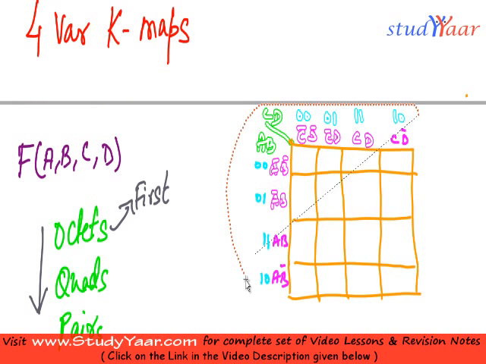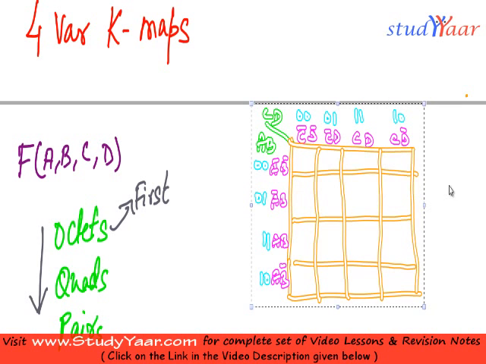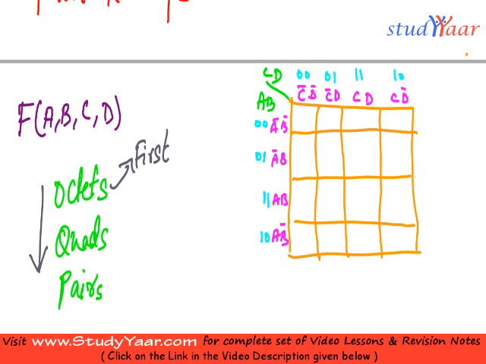I'll just copy this. Yeah, so what is an octet? Let's see an octet. 1 1 1 1. Okay, first let me give you the numbering over here. The numbering over here is like this. I have 0, I have 1, 2 is over here, 3 is here. Okay, then I have 4, 5, 6 is over here, 7 is over here.